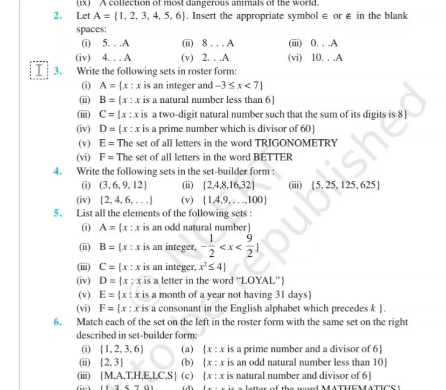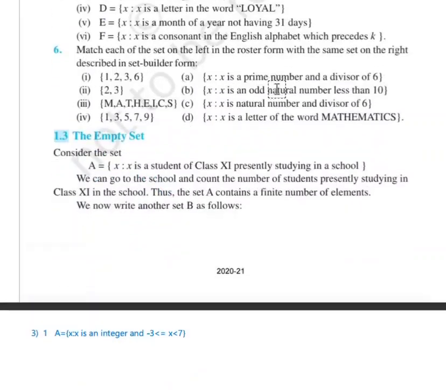We have discussed two types of representing a set: roster form and set builder form. This question is written in set builder form, and we have to convert it into roster form. So the first question: A is equal to {x : x is an integer, and x belongs to -3 to 7}. So let's start. What is an integer?